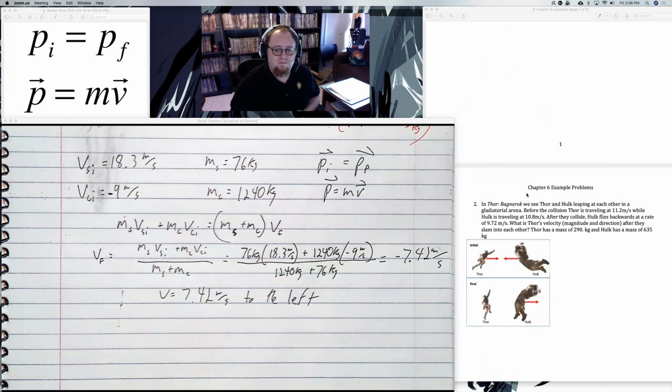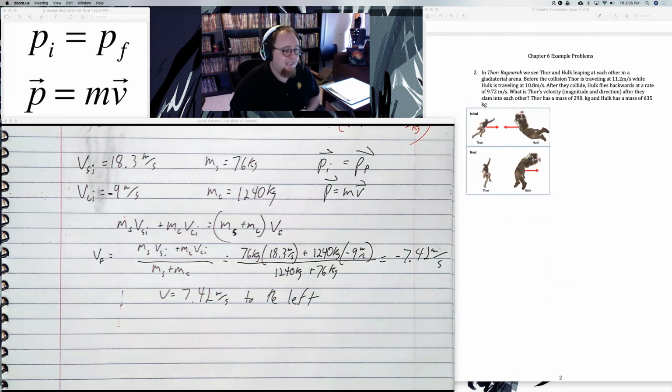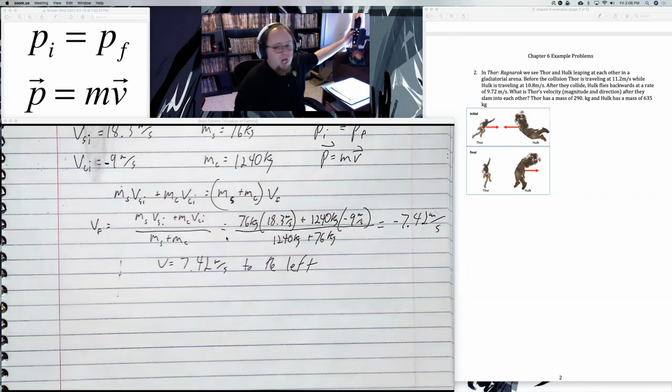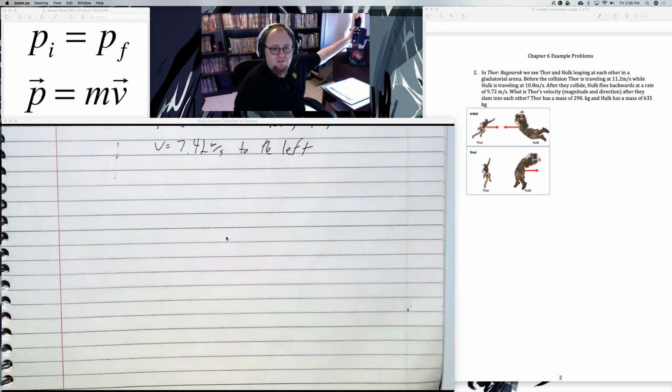I'm going to go to the next problem. Now that problem was completely inelastic. This problem is going to be something that is not completely inelastic, and people bounce off each other.